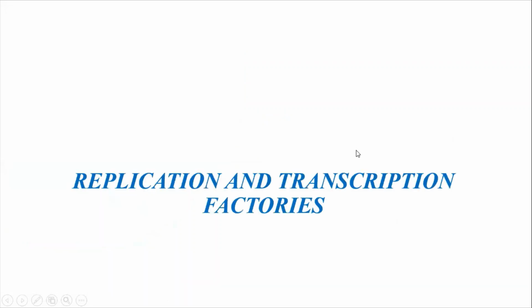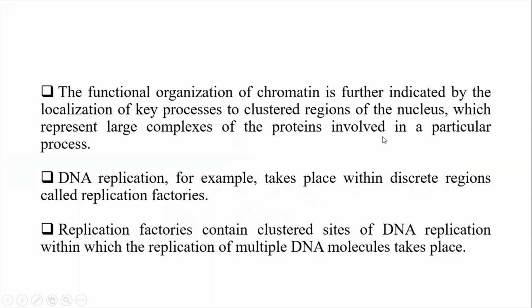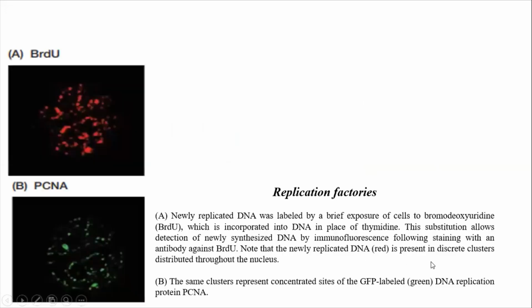Now, replication and transcription factories. Let's come to that. The functional organization of chromatin is further indicated by the localization of key processes, which are clustered in regions of the nucleus where you see DNA replication and transcription taking place. These are known as replication factories. Replication factories contain clustered sites of DNA replication within which replication of multiple DNA molecules takes place.